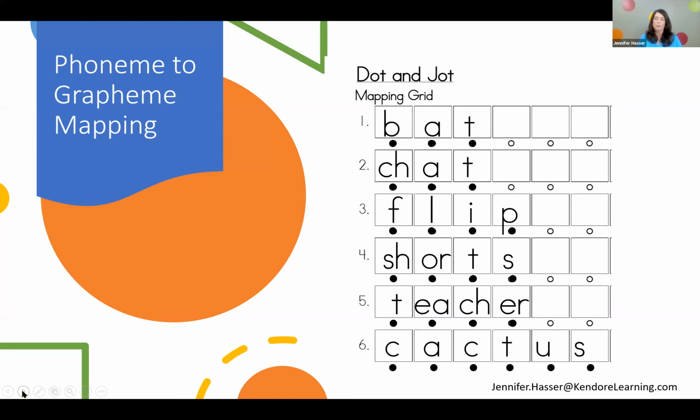a little bit more, different spelling rules, like when to use a C and when to use a K, and different suffixes, like when to use US and OUS. If it's a noun, it's US. If it's an adjective, it's OUS. And so you can see that you can use these regardless of how old kids are.